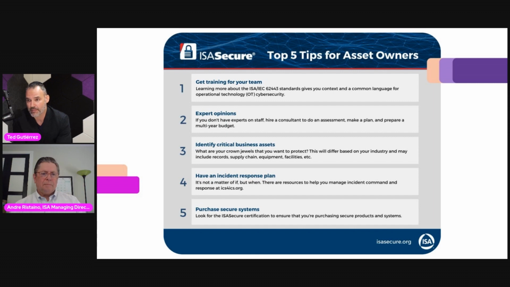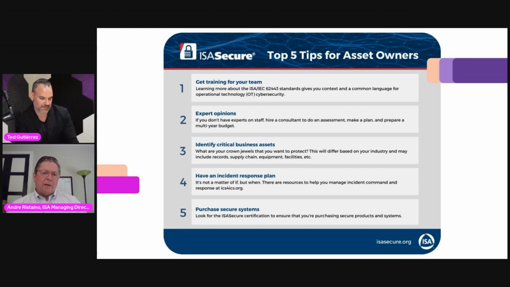So I'd like to pass it back. What are the top 5 things that you would ask asset owners to think about when they start trying to plan their journey out with 62443, Andre? Yeah, I get asked this question. Everybody wants the easy button. What are the top 5 things I need to do? And I look at the standards with 120 requirements, and there isn't an easy button.